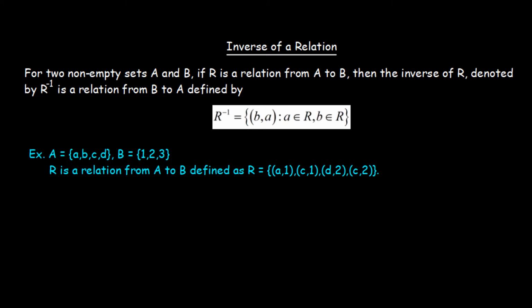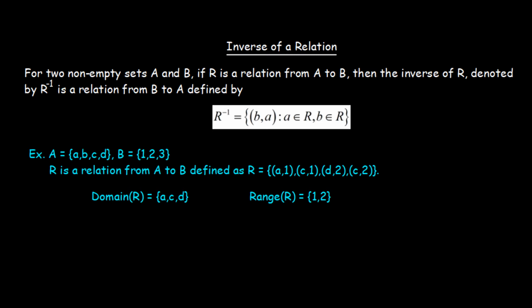So the domain will be the first elements of the ordered pairs, so those are a, c and d. Now the range of the relation R will be the second elements in the above ordered pairs in the relation R. So the second elements are 1 and 2. Now that we have the domain and range of our relation R, let's try to find out the inverse.